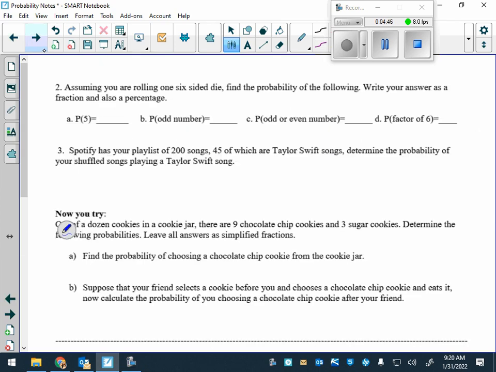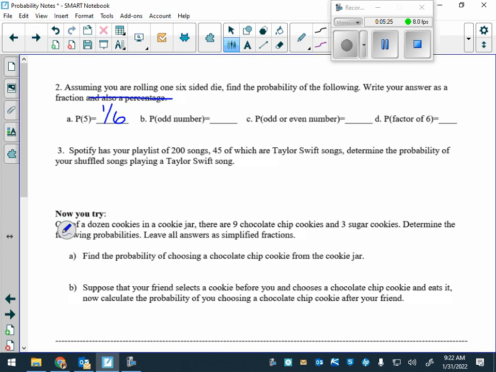Okay. Assuming you're rolling 1 6-sided die, find the probability of the following. Write your answer as a fraction. Don't worry about percentage, just write it as a fraction. Go ahead, you guys. Give that a try. Okay. What is the probability of rolling a 5? Jax? 5 over 6. Careful. Yeah, Kip. 1 out of 6.